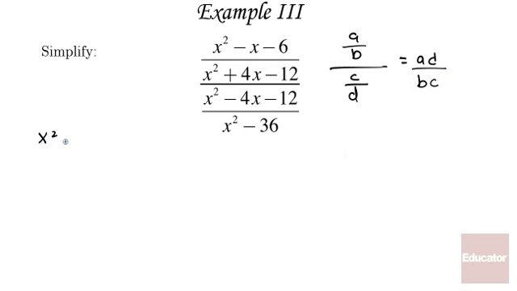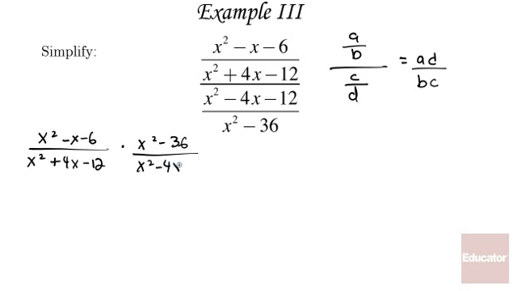My numerator is x squared minus x minus 6 over x squared plus 4x minus 12. I'm going to multiply that by the reciprocal of the denominator. So this bottom expression becomes the numerator when I multiply. X squared minus 36 over x squared minus 4x minus 12.